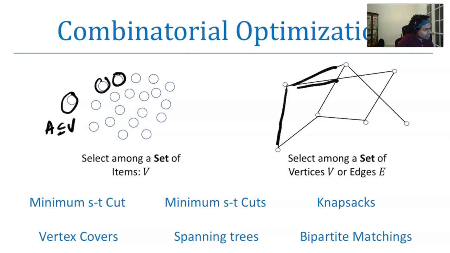where we want to select a subset A from the edge set, right? Or select a subset of vertices and we select a subset A from the vertex set, right? So all of these are combinatorial optimization problems where we are basically selecting either a subset of items or a subset of edges or vertices from a graph.